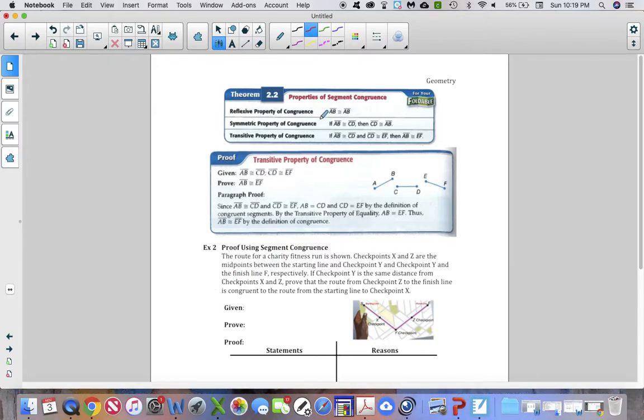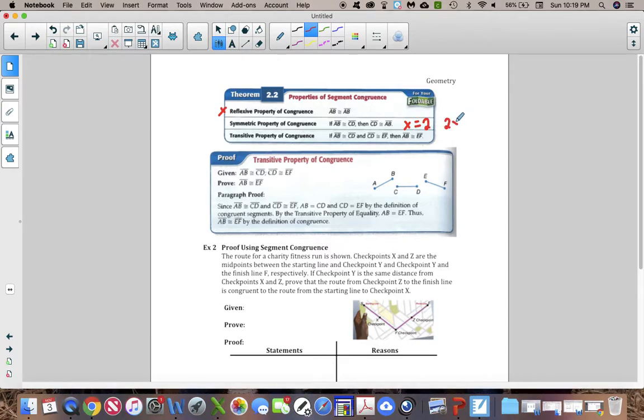We'll go through this one maybe a little bit quicker. The reflexive property of congruence, I'm not going to talk about him right now. But the symmetric property, if AB is congruent to CD, then CD is congruent to AB. That's kind of like if X equals 2, then 2 equals X. Sometimes you'll see it as 2 equals X, and you'll want to switch it around to X equals 2. And that symmetric property just allows you to do that.